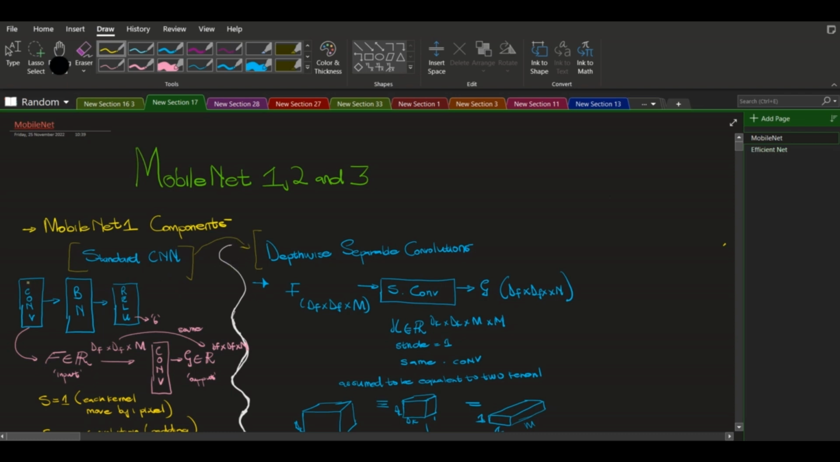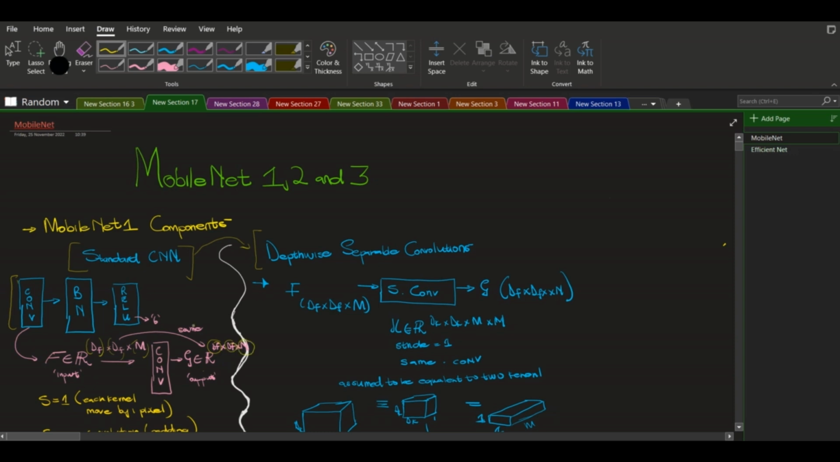So a typical layer consists of convolution, then we have a batch norm, then we have ReLU, like so. Then the input to this convolution block could be an image with height denoted as DF, with width DF, and with channel, which is going to be denoted as M. So we push this into the convolution, then we get the output. So the output is going to have DF by DF by N.